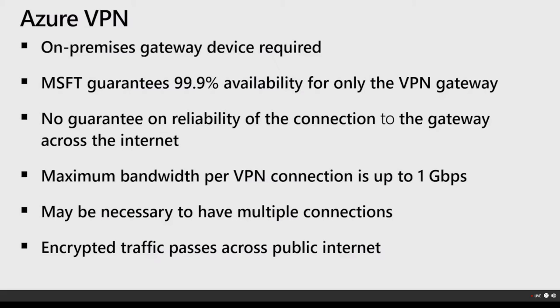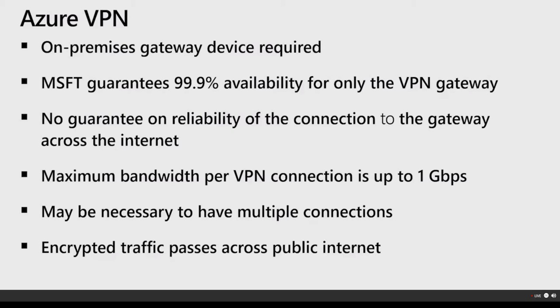The maximum bandwidth per VPN connection is up to 1 gigabit per second, and it may be necessary to have multiple connections depending on the size of your environments. With this VPN gateway, we have encrypted traffic passing across the public internet. So we're not creating any physical private connections, but we are doing end-to-end encryption on the traffic that's going across the public internet.